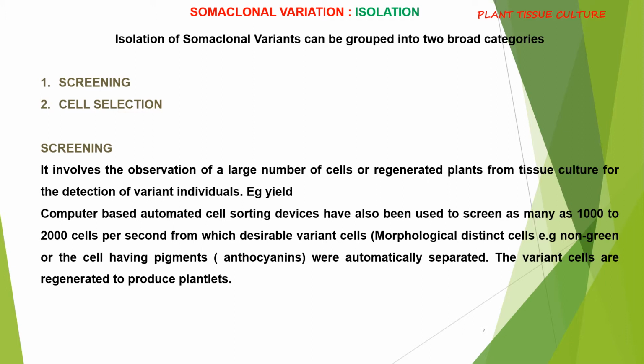Computer-based automated cell sorting devices are also used for screening, as many as 1000 to 2000 cells per second for desirable traits. Example, green and non-green pigmented cells can easily be selected through computer-based cell sorting. The variant cells are then screened and selected for regeneration to produce complete plantlets or somaclones.